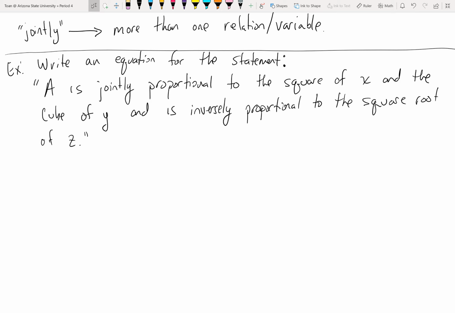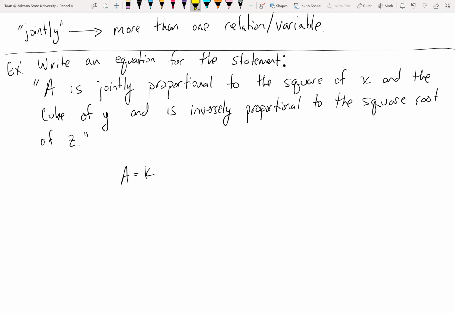A is jointly proportional to the square root of x and the cube of y, and is inversely proportional to the square root of z. So if I was a student and I had to write an equation for this, I'll just read from the beginning. A is jointly proportional, and I stop. There's my trigger word, proportional, right? Yeah, it has jointly, but my trigger word is proportional, which means I can immediately start with whatever the letter is. In this case, it's A. A equals K. Every single proportion problem, letter equals K.